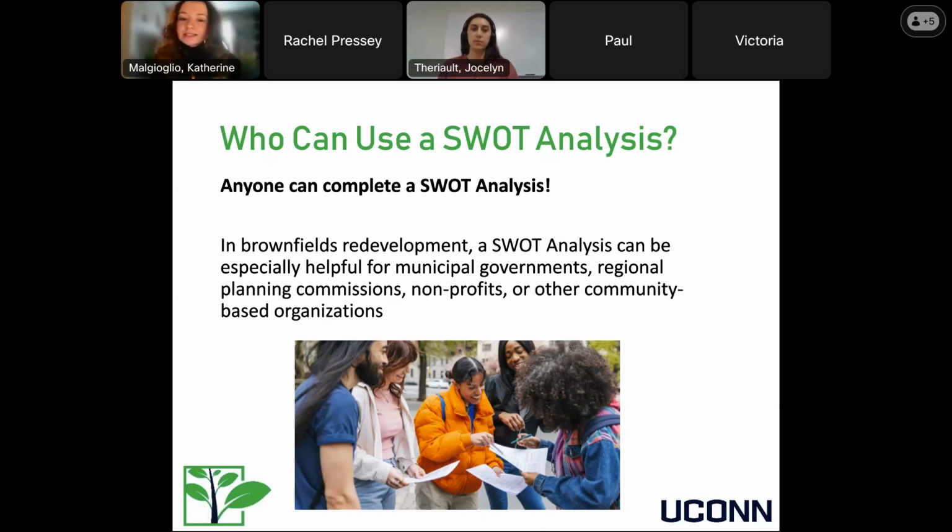A SWOT analysis can also be completed collaboratively as part of a public meeting or in a focus group. And this is a great way to not only inform the community, but also meaningfully engage with them, incorporate their input and their voices, and listen to their experiences as well.